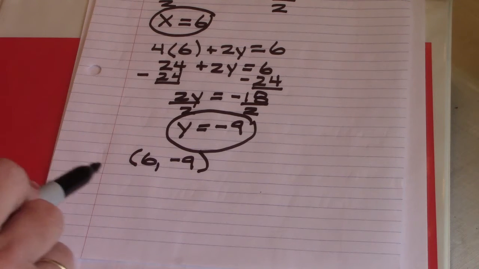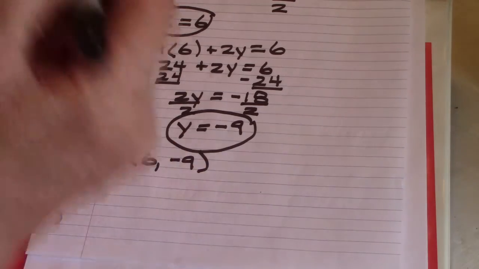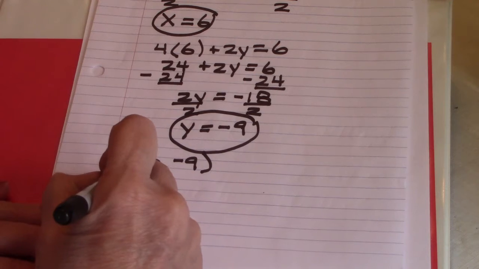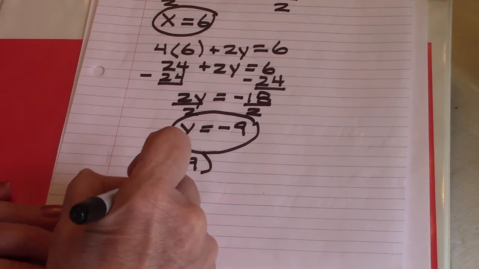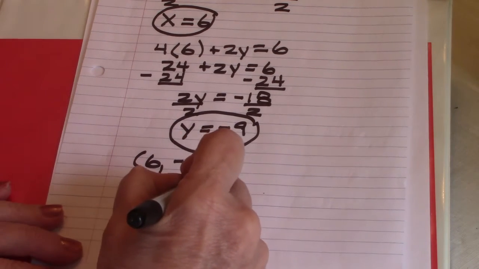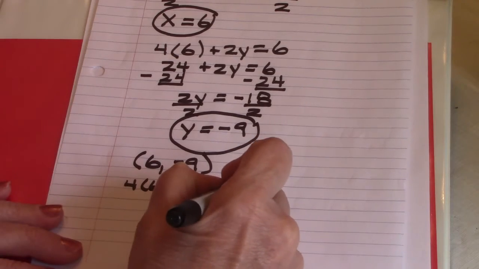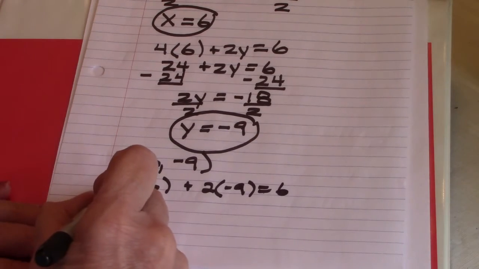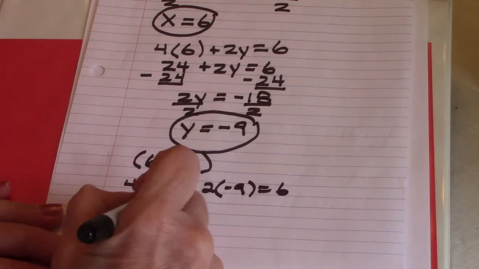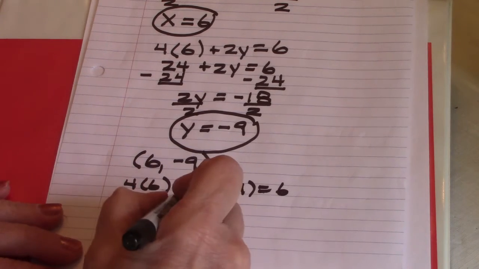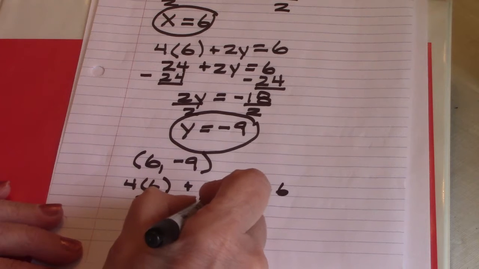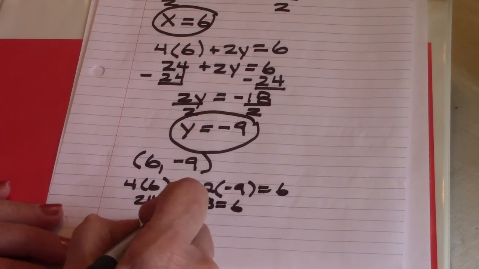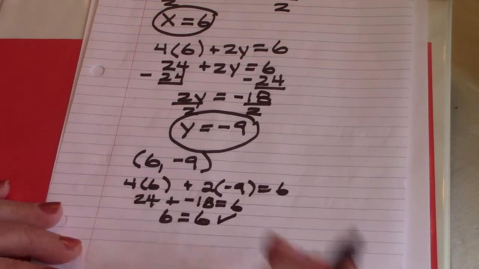Now, what I have to do is go back into both equations and plug these in to get a check step. All right? So 4 times my x, which is 6, plus 2 times my y, which is a negative 9, equals 6. 4 times 6 is 24. Plus 2 times a negative 9 is a negative 18, equals 6. 24 plus a negative 18 is 6, equals 6. And check.